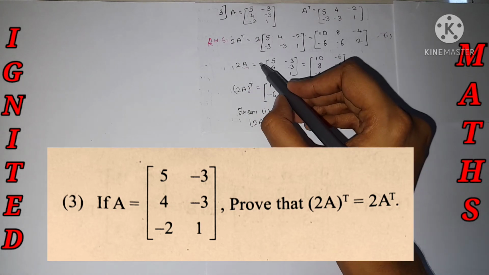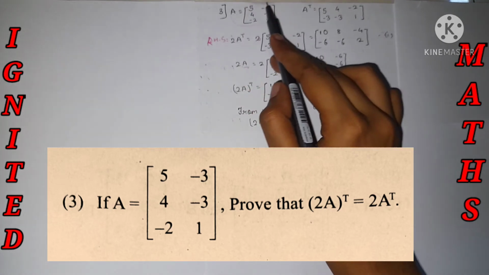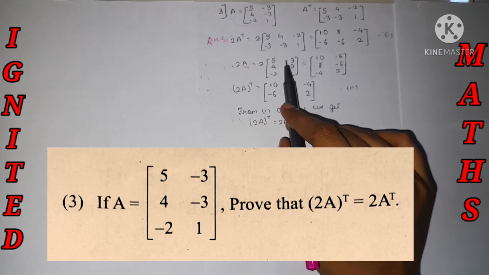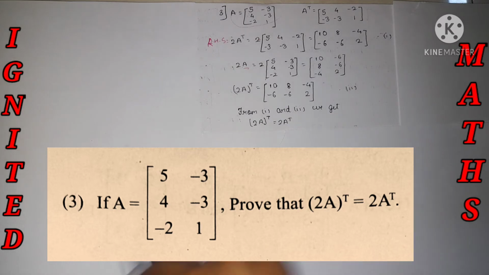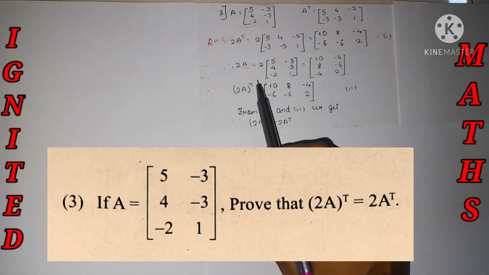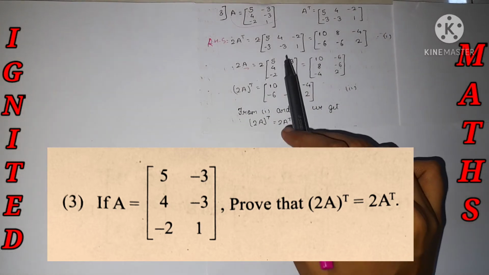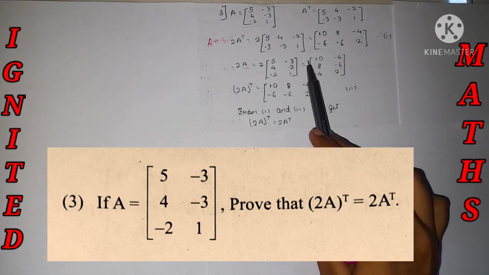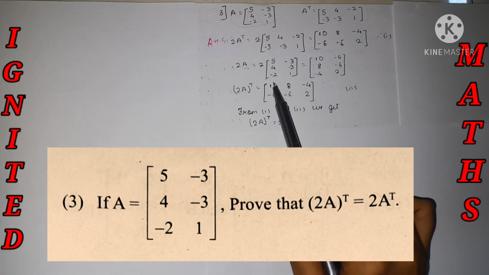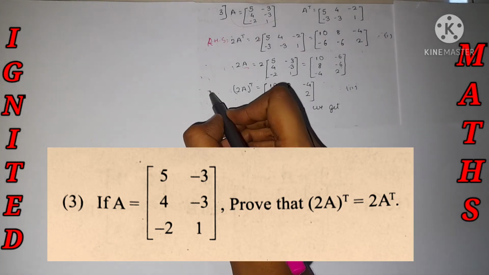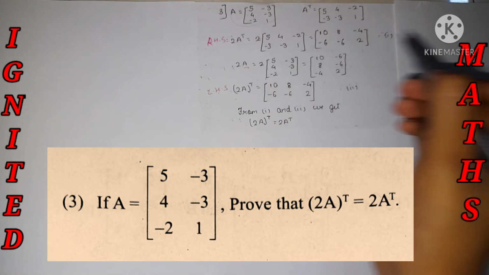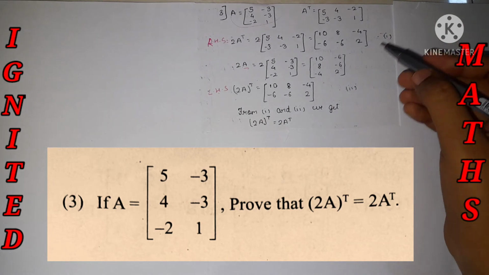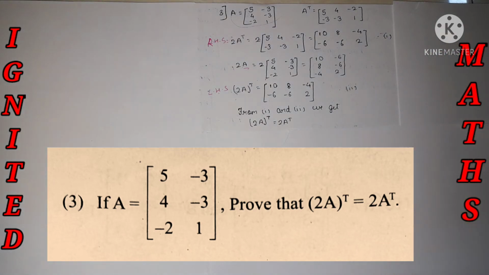So 2A is nothing but 2 into A by the given term. Just put in the value, do the scalar multiplication of the matrices, and we will get the answer. And the transpose of 2A is nothing but, take the value of 2A and just transpose it, that is, interchange the rows into columns and columns into rows. It is nothing but my LHS value. If we look at equations 1 and 2, yes, the LHS and RHS are absolutely the same. So we have proved that LHS is equal to RHS.